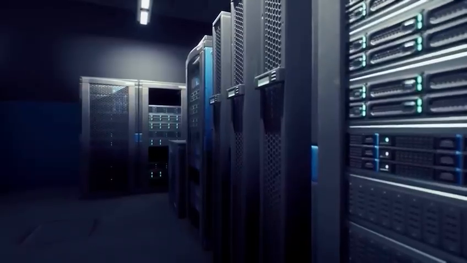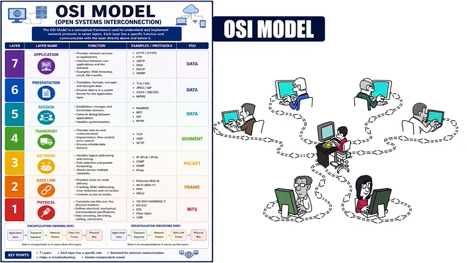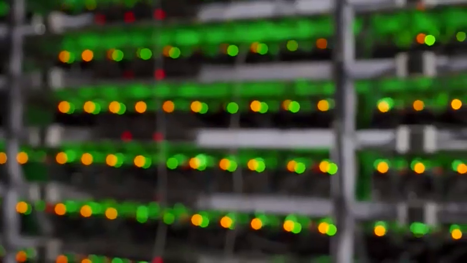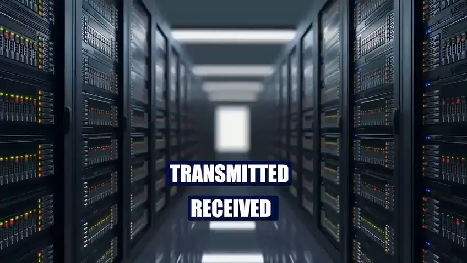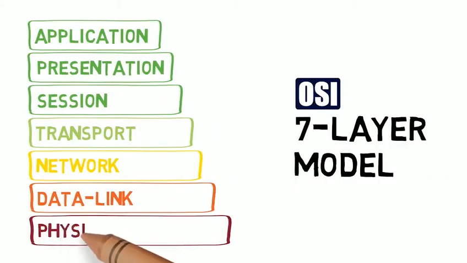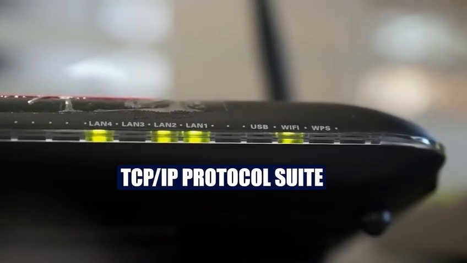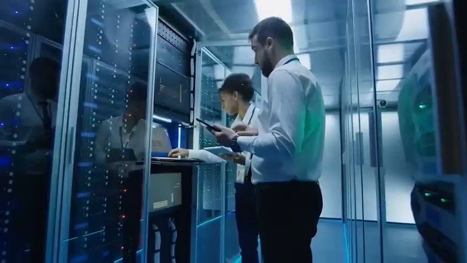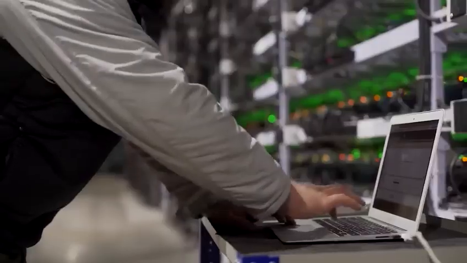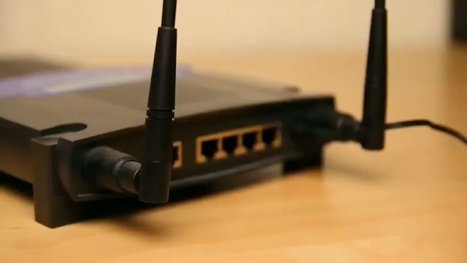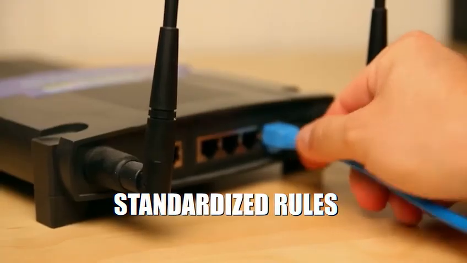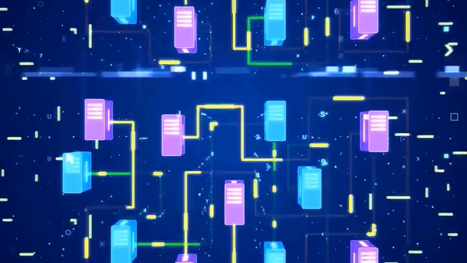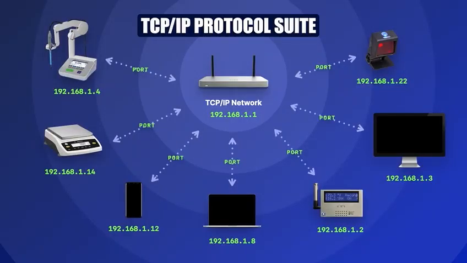The two most commonly used models are the OSI model and the TCP/IP model. These models define how data is structured, transmitted, and received across different layers of a network. The TCP/IP protocol suite is the most widely used reference model and forms the core communication framework of the internet. Communication across the internet is governed by standardized rules known as protocols, defined by reference models such as the TCP/IP protocol suite.